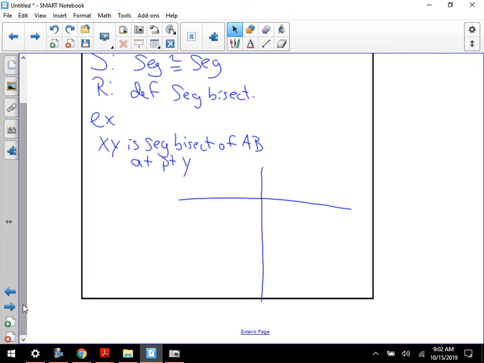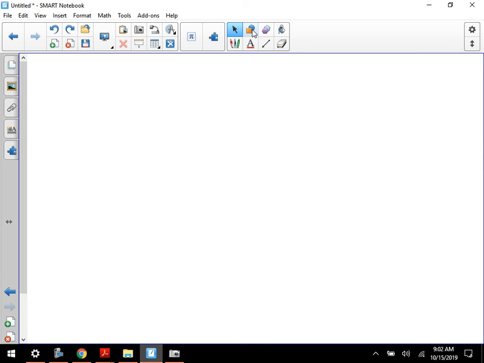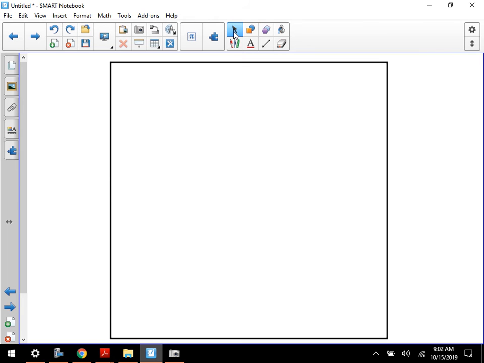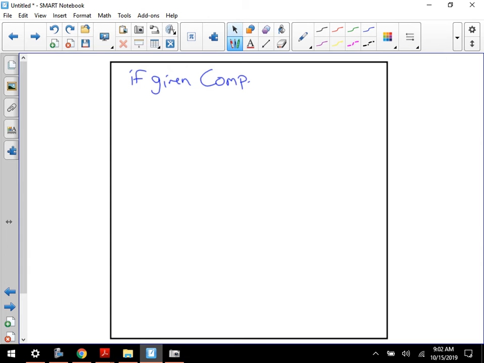The next one we can do that works pretty easily is complementary. All right. So let's do that. Let's say, if given, complementary angles. Don't do complementary, supplementary, we get paired angles.